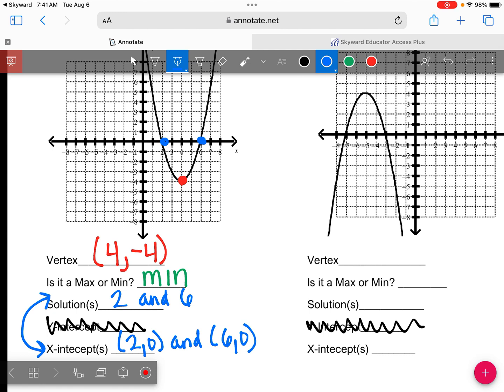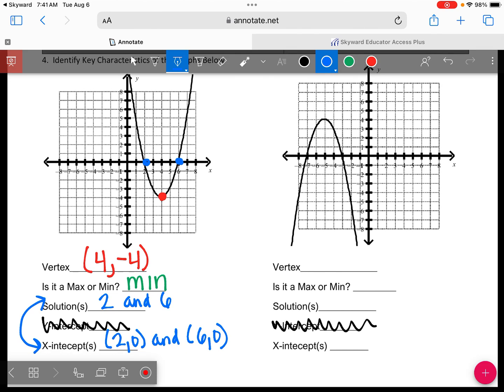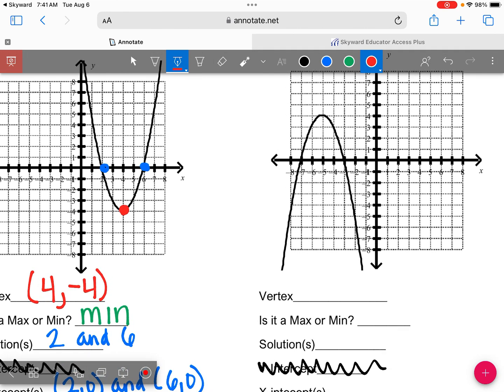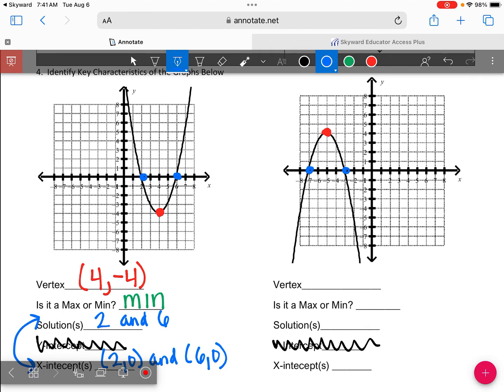All right, go ahead and try to do this next one by yourself. So take a couple minutes. I'm going to put a red dot where the vertex is, and then a blue dot where we have our solutions and x-intercepts. So go ahead, take a minute and fill in those questions. And then that is it for today.